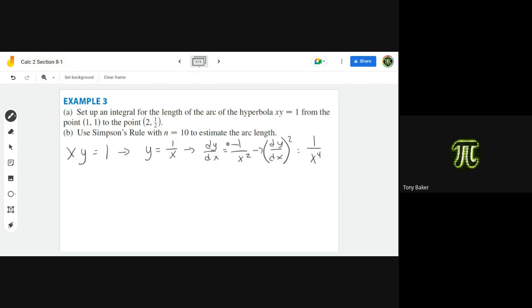So you should have gotten that for your derivative. So my integral, I'm doing it in terms of x, so I'm going to use my x values. So 1 to 2, square root of 1 plus 1 over x to the 4th dx.